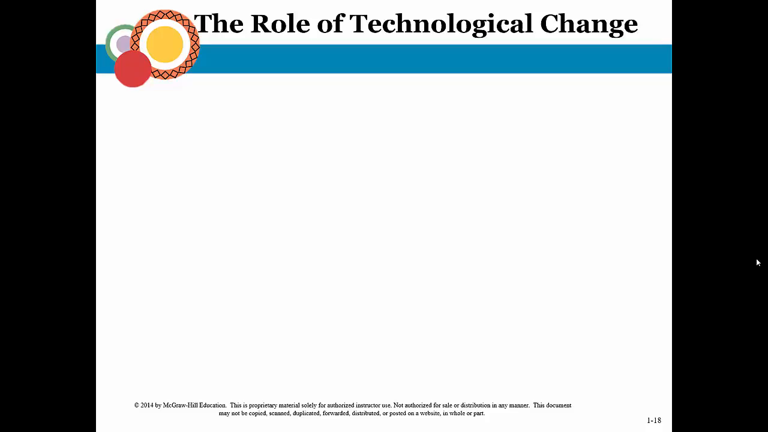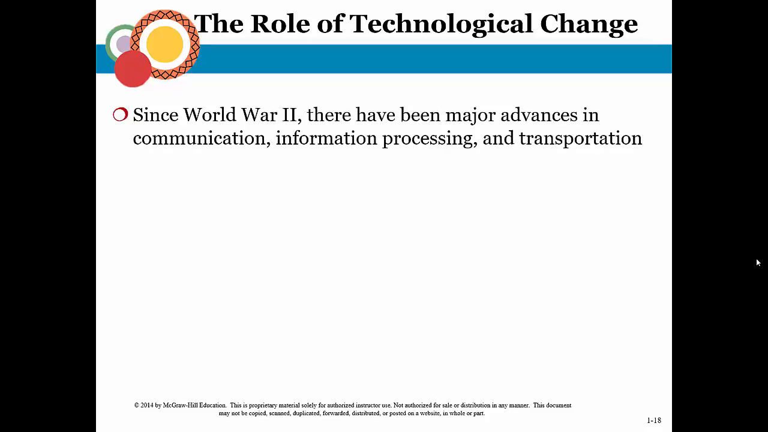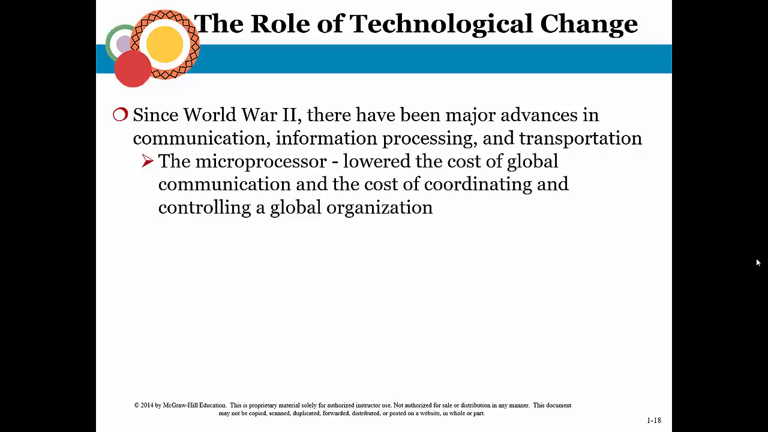Since World War II, there have been some major advances in communication, information processing, and transportation. We're getting to the second part of those two watershed moments we talked about earlier. The role of technology has changed the way we do business. The microprocessor, which most of us don't even think of, lowered the cost of global communication and the cost of coordinating and controlling a global organization.